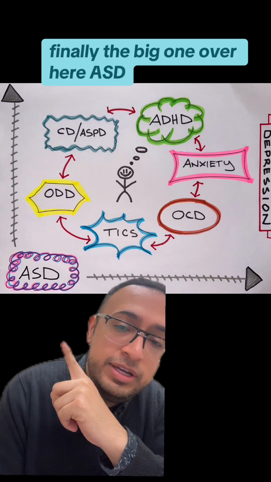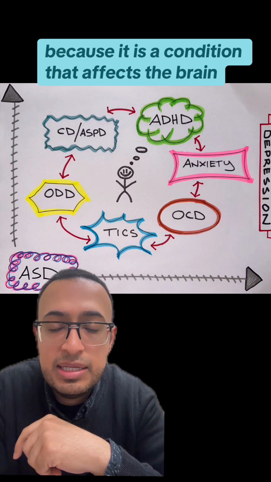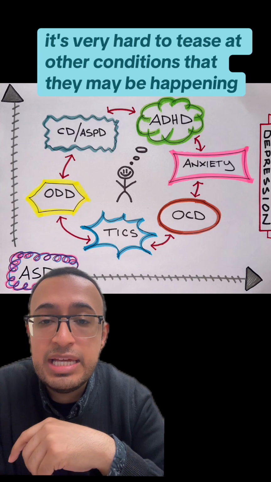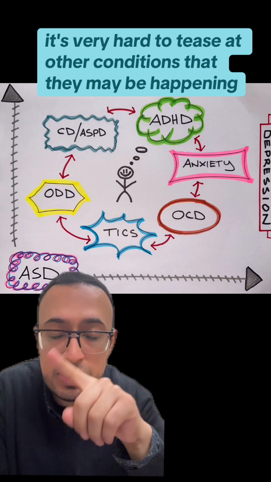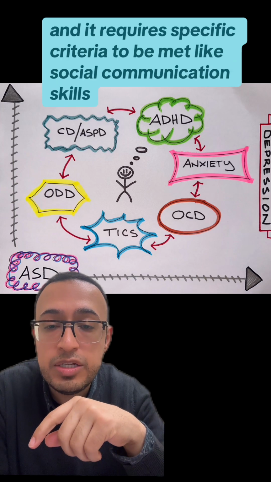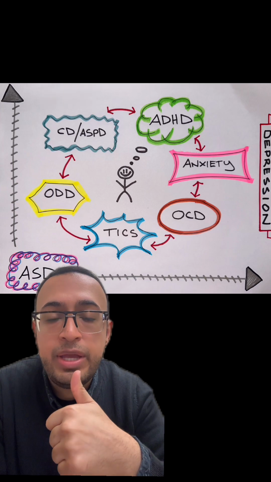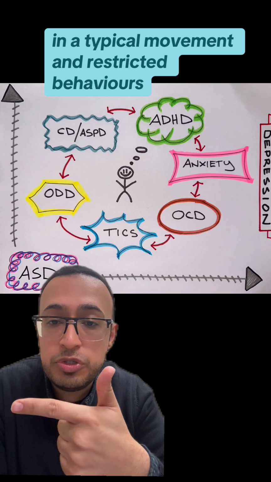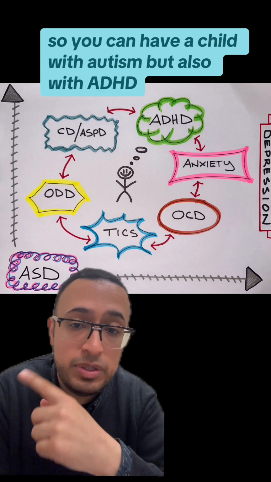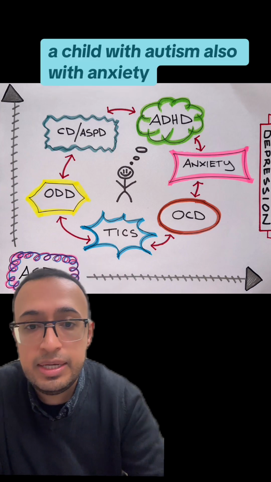Finally, the big one over here, ASD, as you know, autism spectrum disorder. Because it is a condition that affects the brain and growth and development of many children, it's very hard to tease out other conditions that may be happening, but it's also on the spectrum as well, and it requires specific criteria to be met, like social communication skills, and typical movements and restrictive behaviors, but that can also have comorbidity. So you can have a child with autism but also with ADHD, a child with autism also with anxiety.